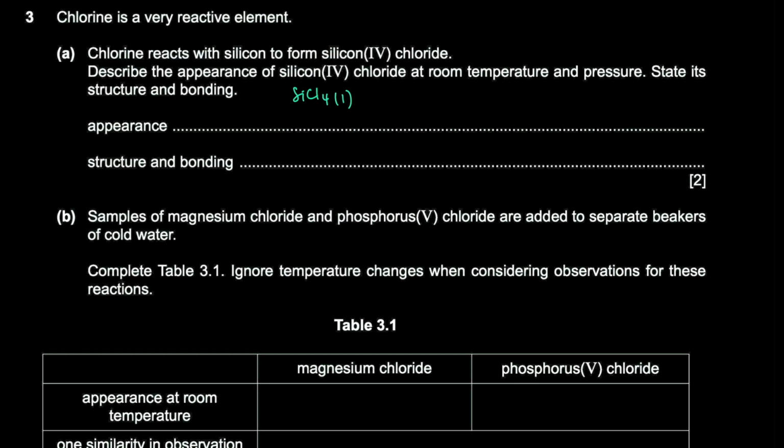So you're expecting now the chlorides of sodium, magnesium, aluminum, silicon, and phosphorus. All of them are solids except silicon 4 chloride, which is a liquid. It is a colorless liquid.